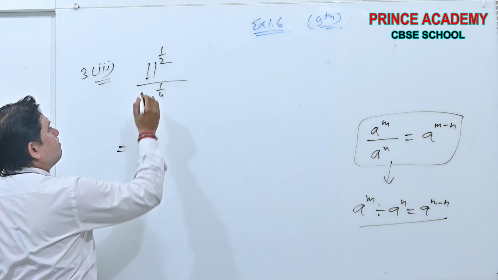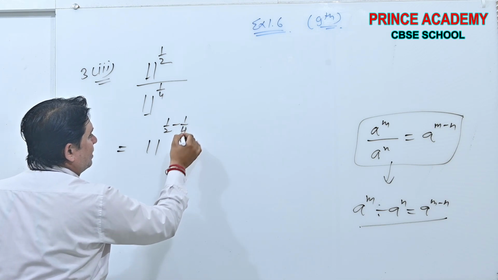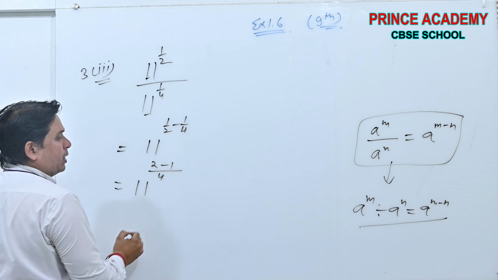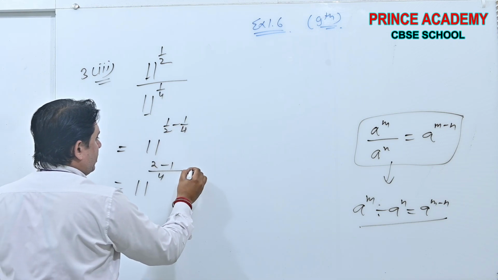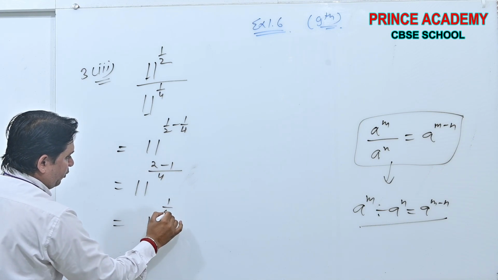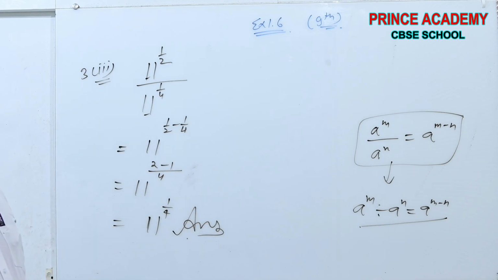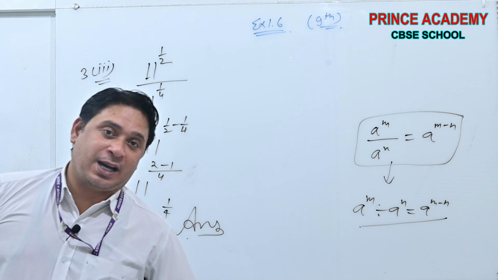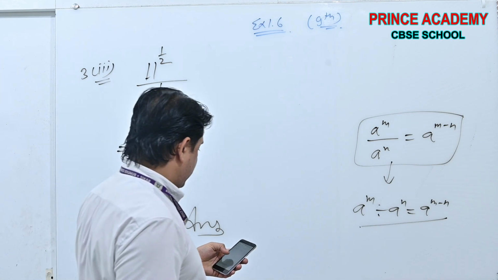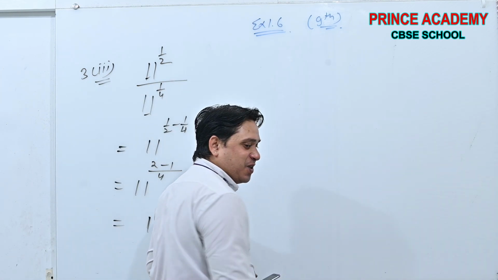Bases are same. Power will be subtracted. 4 LCM 2 minus 1. Okay, now see what happened. 11 raised to power 1 by 4 is the answer. So simple these questions are. Your previous year class questions regarding exponents, I think, were more difficult than this.